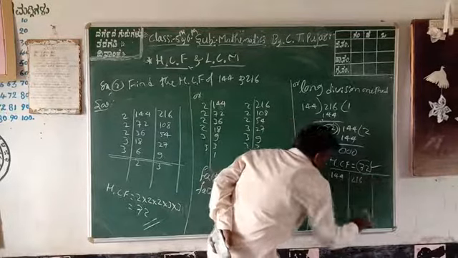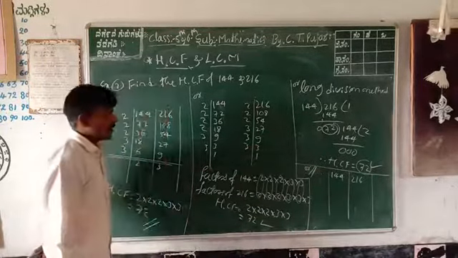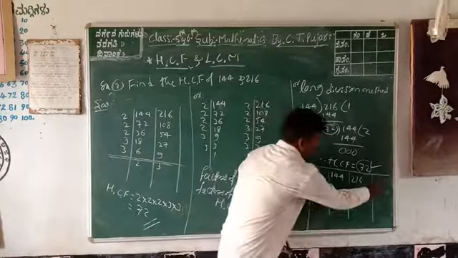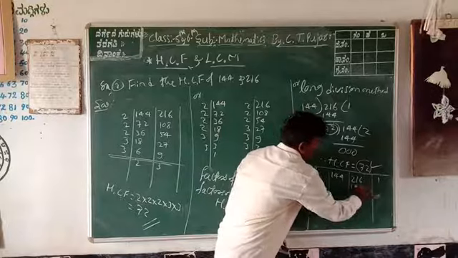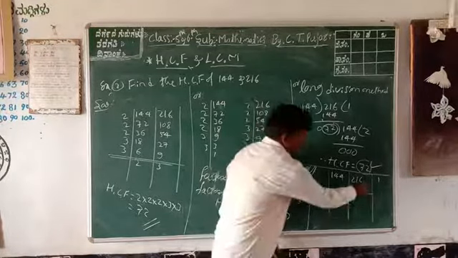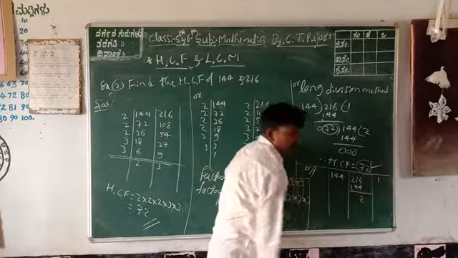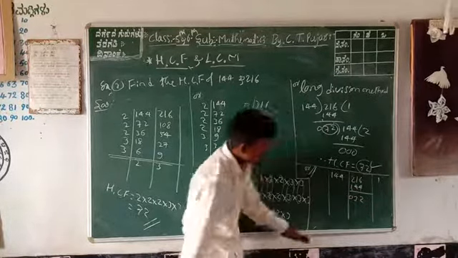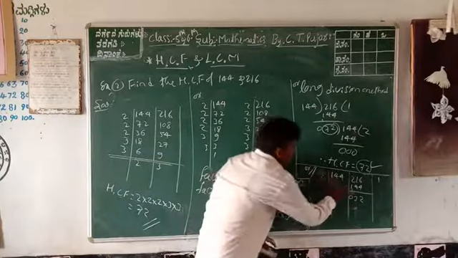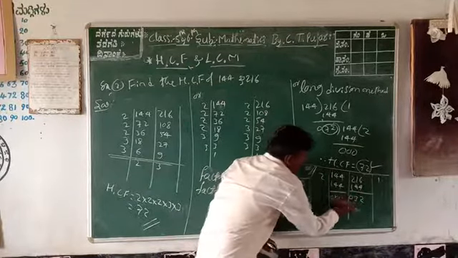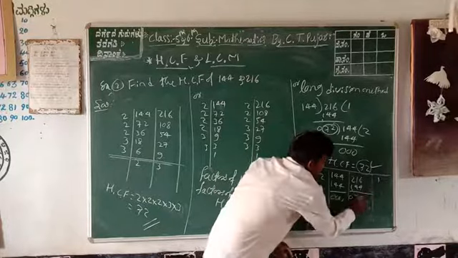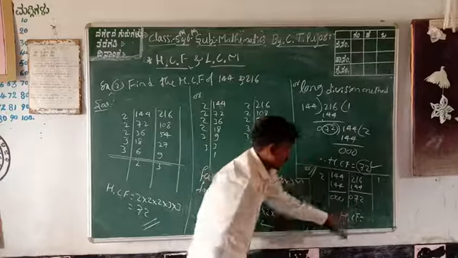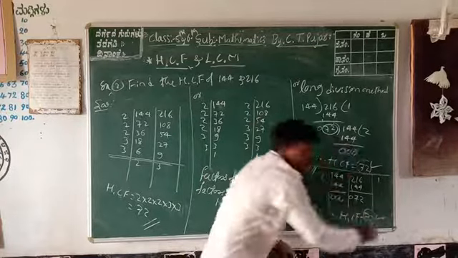This is a very short method. Therefore, find out the HCF. The smallest number is 144, and 144 ones are 144. Remaining is what? 6 minus 4 is 2. 1 minus 4 is impossible, you take a carry, 11 minus 4 is 7, take 0. Next, 72 twos are 144. The remainder is 0. Therefore this 72 is the HCF. HCF is equal to 72.